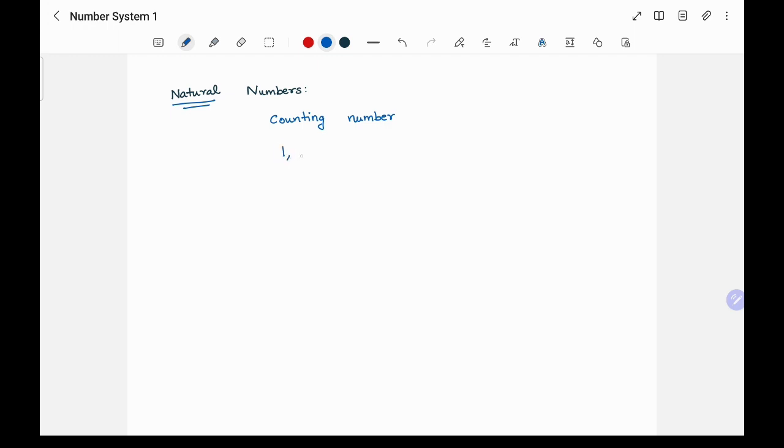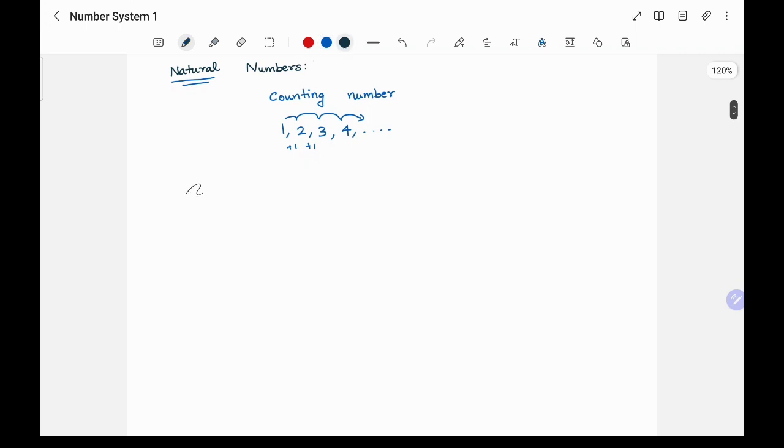So this includes 1, 2, 3, 4 and so on, and it keeps going, and you can see that it increments by 1 every time. After 1, plus 1 gives 2, plus 1. So it's that way. It is like counting. Okay, this is called as natural numbers.